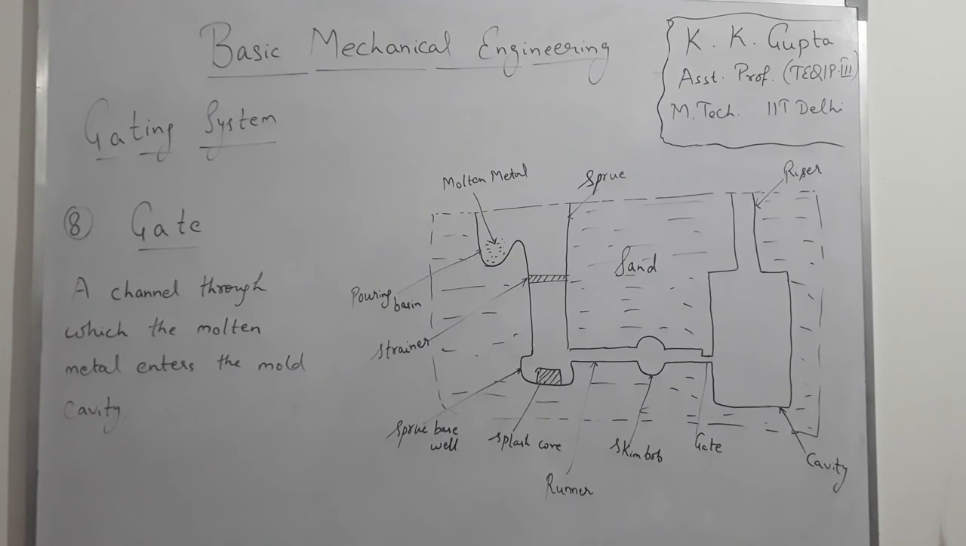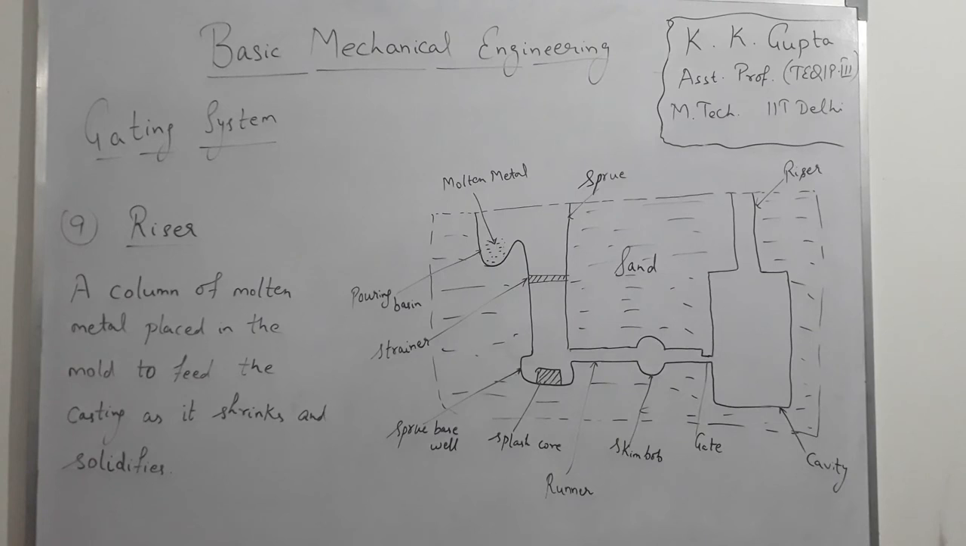Eighth is gate. It is a channel through which the molten metal enters the mold cavity. If the gate is placed at the top of the cavity, it is called top gate. If it is placed at the bottom of the cavity, it is called bottom gate. As in our case, it is shown, it is called parting gate.